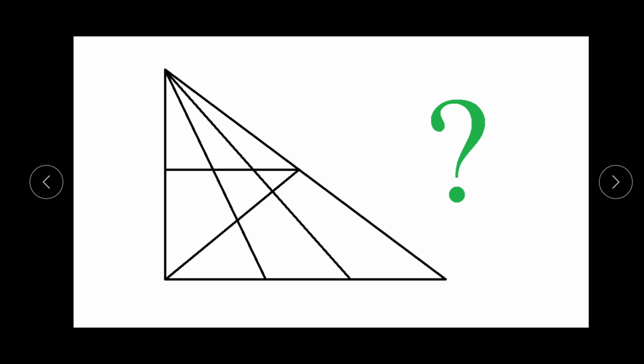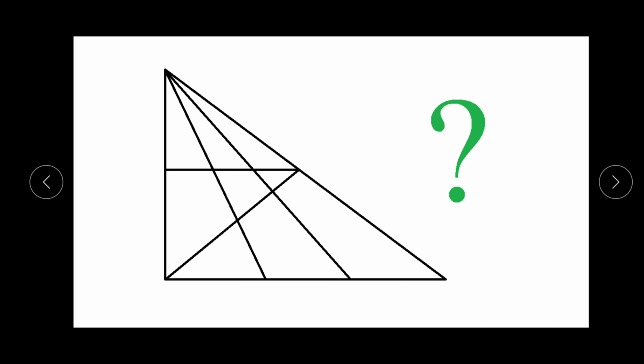Think how much time you are taking to count the triangles in this figure. Okay, I am giving the hint to you. There are more than 20 triangles. So how much? 21, 22, 23, 24, 25. How many triangles are there?